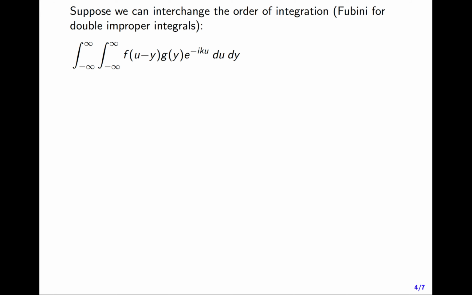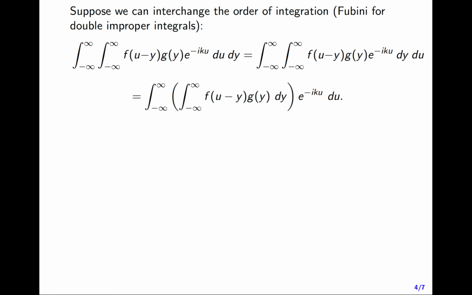Suppose we can interchange the order of integration here. In other words, that we can do a Fubini's theorem for double improper integrals, which is a little delicate once you start putting the improper integrals in there instead of just regular bounded integrals, but trust me, it works. So we want to go from integral minus infinity to infinity, integral minus infinity to infinity, f of u minus y, g of y, e to the minus iku du dy, to the same thing, except now it's dy du.